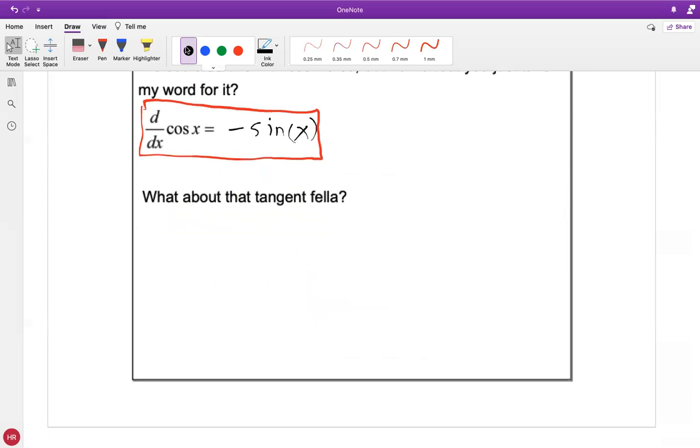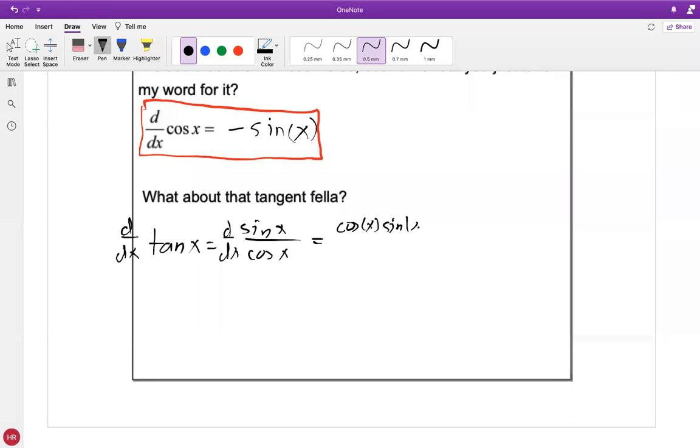I'm going to show you guys quickly how to find the derivative of a tangent. We know the tangent of x is sine x over cosine x. So the derivative of tangent of x is the derivative of sine over cosine. And this is a quotient of 2 functions, and we have a quotient rule. Quotient rule says derivative of the top times the bottom, cosine x times sine x, minus the derivative of the bottom times the top. I did that wrong. Sorry.